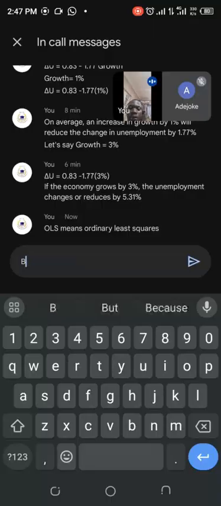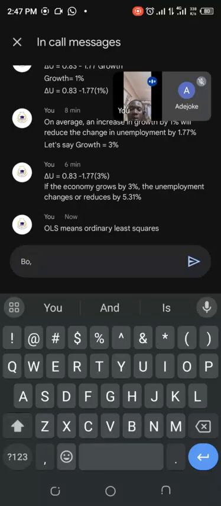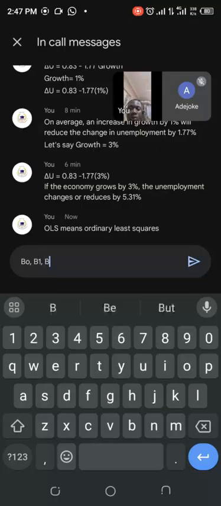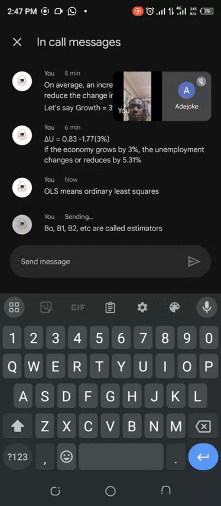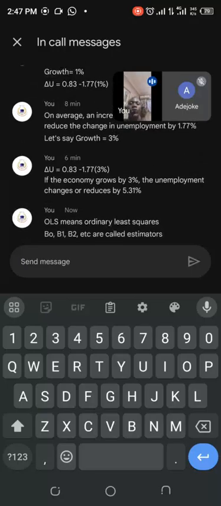So àwọn beta naught, b1, b2, etc. are called estimators. So oríṣiríṣi method ló wà. So there is OLS estimators. There are other forms of estimators, but estimators a máa ń lò jù, at least in this introductory econometrics that I know of, they are the OLS estimators.